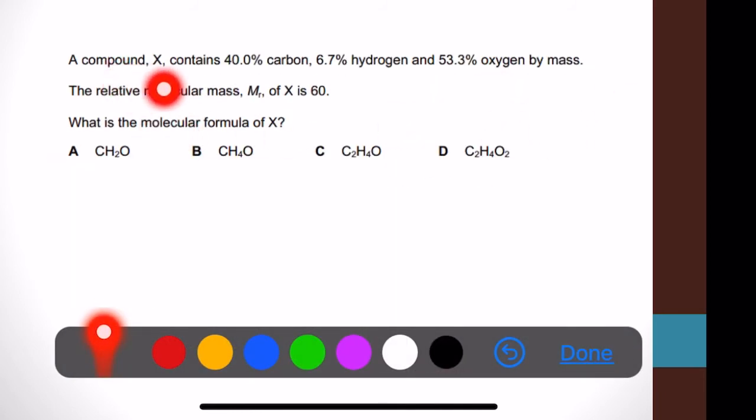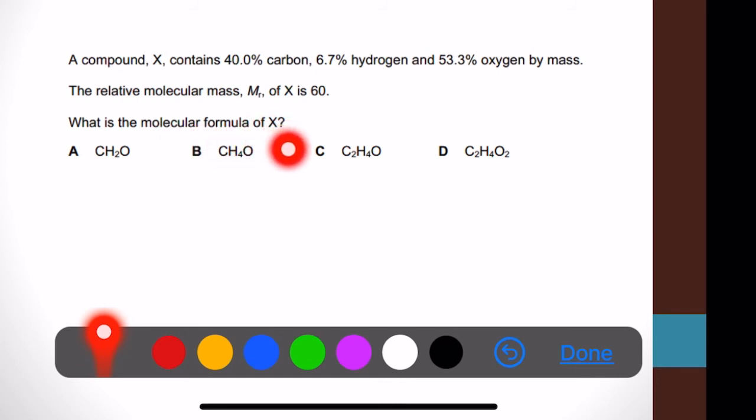A compound X contains 40% carbon, 6.7% hydrogen and 53.3% oxygen by mass. The relative molecular mass of X is 60. What is the molecular formula of X?